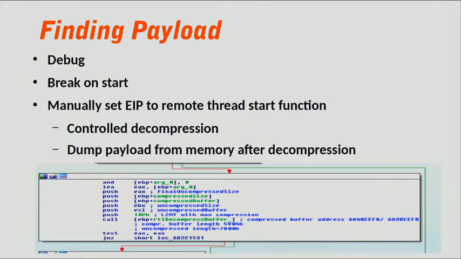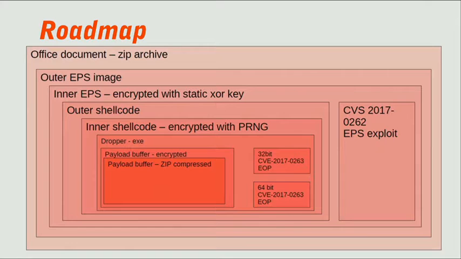So we can debug, break on start, and then just manually set the instruction pointer to where the remote thread start function starts, and then put a breakpoint where the decompression is called. We want to know what is decompressed and what comes after the decompression. So yeah, we just put a breakpoint here, and then we'll be able to see what comes out of the decompression algorithm.